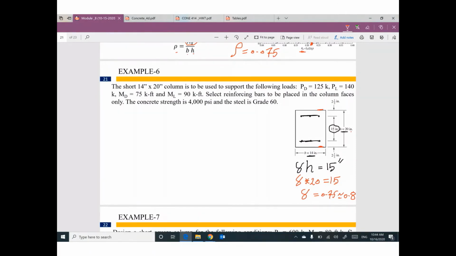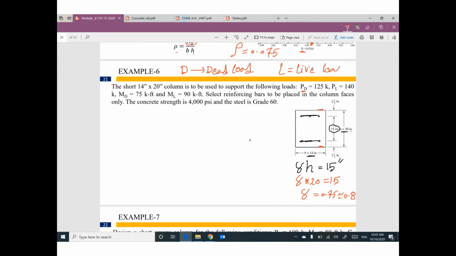Okay, let's read the problem carefully. We have a column used to support the following loads: PD equal 125, PL 140, MD 75, ML 90. All of us know the meaning of D, dead load, and the meaning of L, live load.